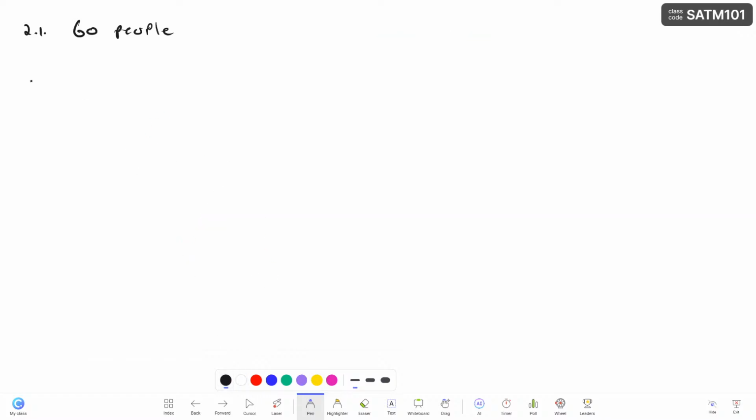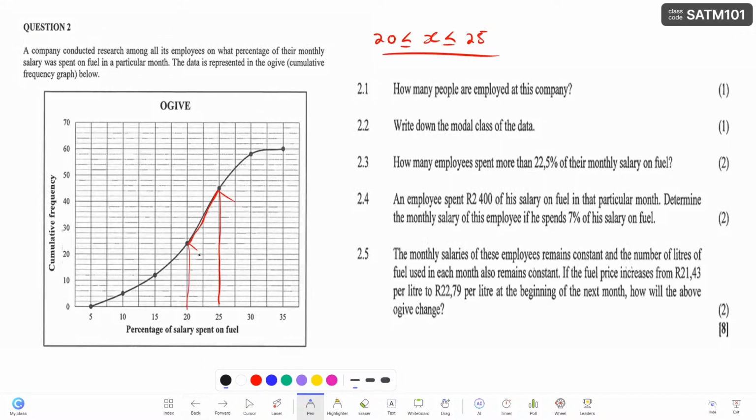So 2.2, you're going to say it's from 20 less than or equal to x less than or equal to 25. That's our modal class of the data. As I said, you check the length between two points. You can see that this one is much bigger than all of them. So hence that is the modal class of our data.